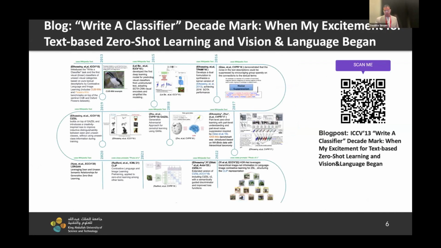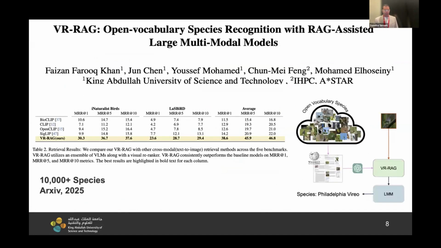I wrote a blog post here that summarizes a decade-long journey in this space, but the key idea is that image and language pre-training have shown a lot of success when scaled on large amounts of data and deeper architectures. When we look at this today with today's vision LLMs, we think that this can also be scaled to a much larger number of species. This is a paper we put on arXiv recently that scales recognition to more than 10,000 bird species.